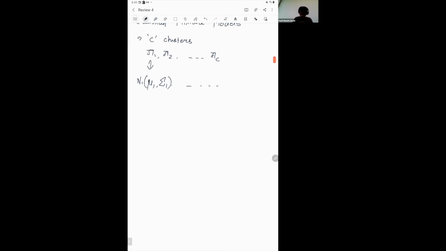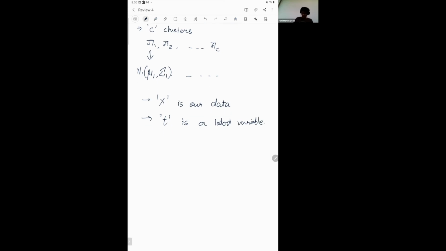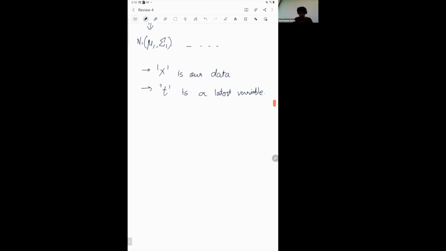X is our data that is given to us and that we inherently want to cluster. Let's say T is a latent variable. Now this is not given to us. We are simply given X data and that's it. Nothing else is given to us.